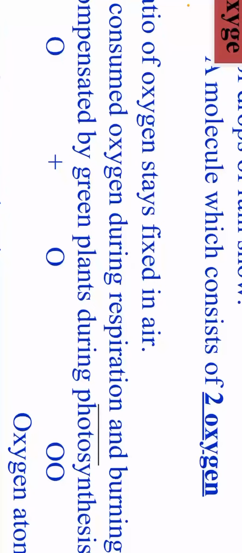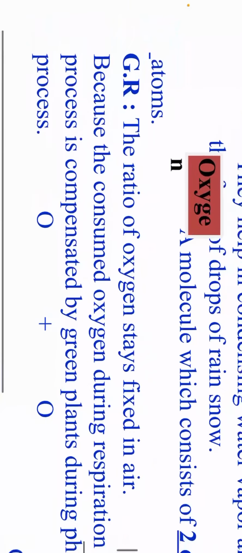Okay, oxygen molecule. An oxygen molecule consists of two oxygen atoms. Oxygen represents 1/5 of the air volume. Now we will study the main important source of oxygen on Earth. What is the main source of oxygen on Earth?